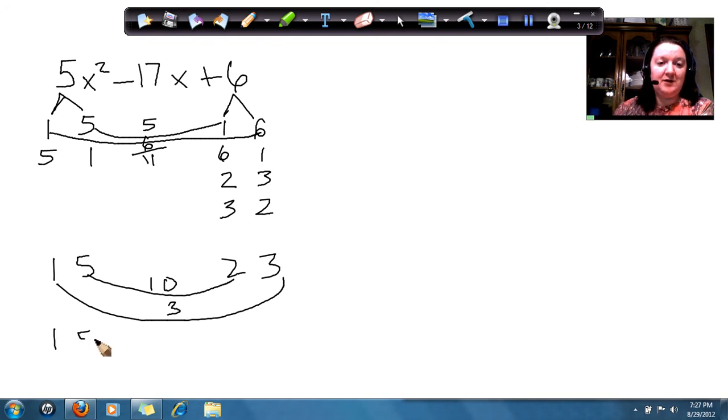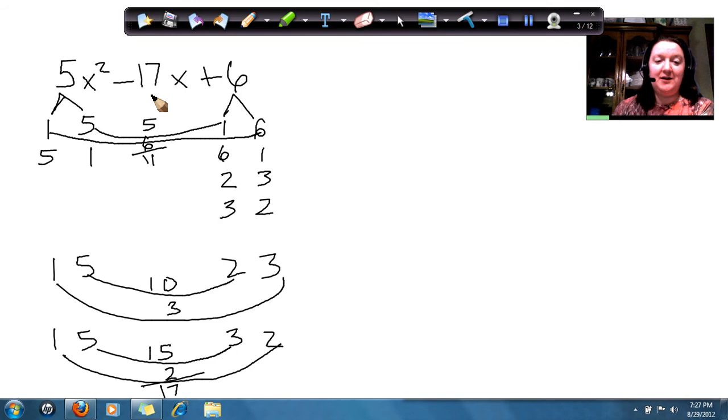So I'm going to have 1 and 5 and 3 and 2. So if I look at these, I'm going to get 15. And if I look at these, I'm going to get 2. Well, if I add those up, that's giving me a 17. And that's really close, but I want a negative 17. So what I'm actually going to do is change the sign on both of these to negative. So that would give me a negative 15 and a negative 2, which would give me a negative 17. So now I know the information about what I need to put in the front of my factors.